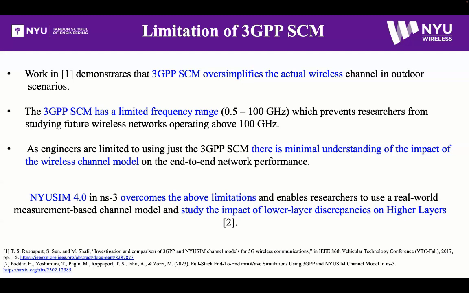The second problem that we have usually seen is that the 3GPP models currently are limited to frequencies up to 100 gigahertz. So there is currently no channel model in 3GPP which extends beyond 100 gigahertz. This is preventing researchers from studying or designing networks, for example, for the sub-terahertz. As engineers, once we are limited to frequencies below 100 gigahertz, there is no way we could design or study systems above 100 gigahertz.